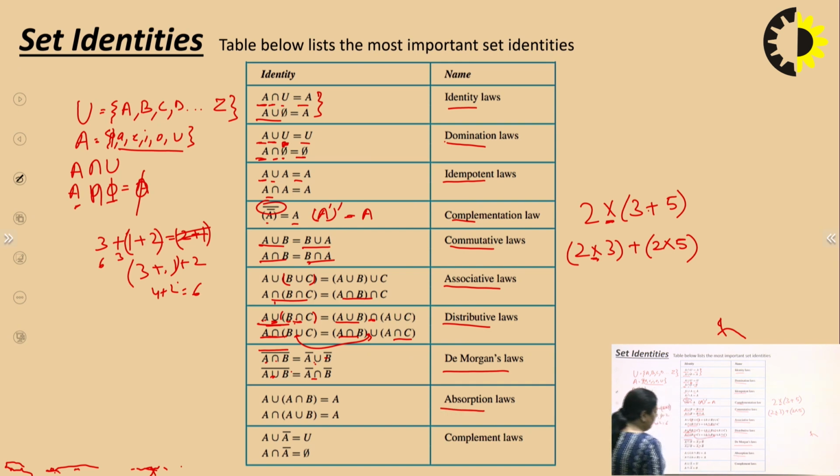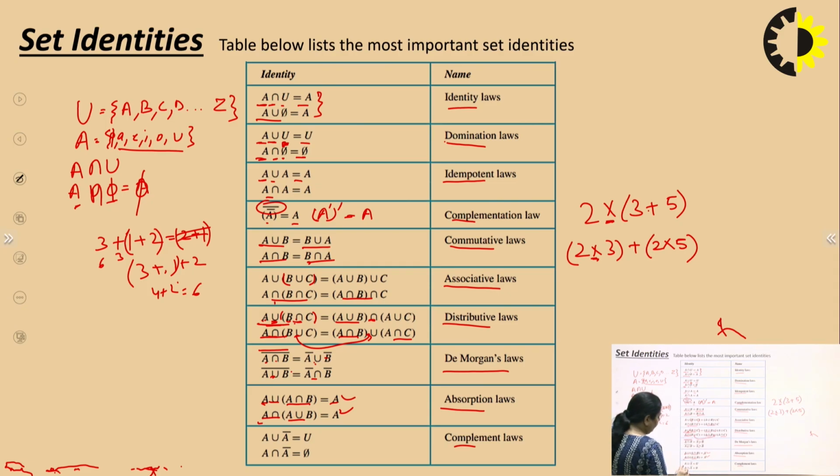Absorption law. What does the absorption law say? If we are having A intersection B and we are doing union with A, what we will get? Same set A. And if we are having A union B and we are applying the intersection with A, we will get the same set again.